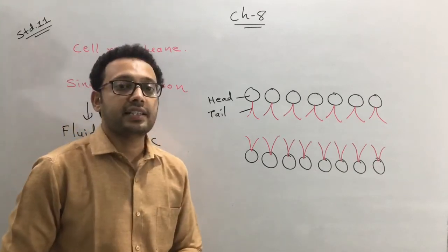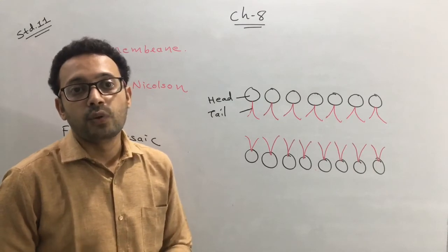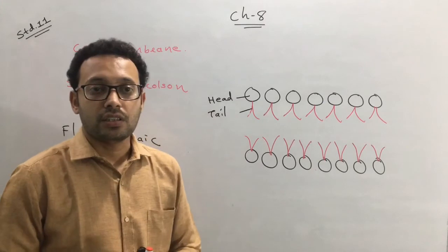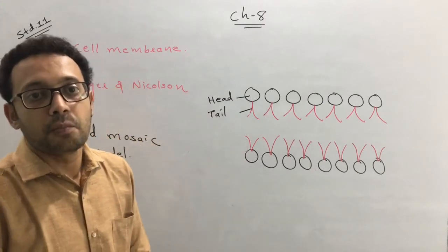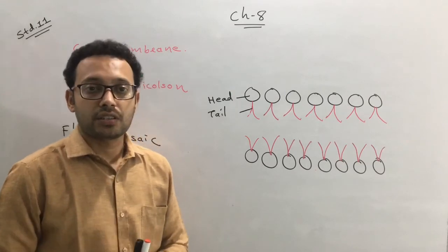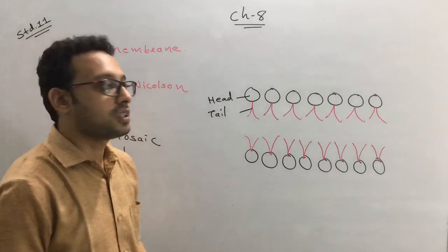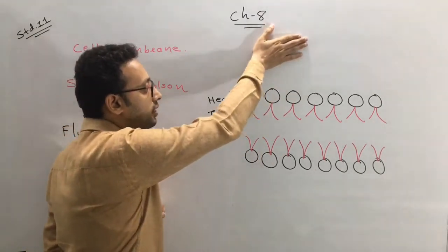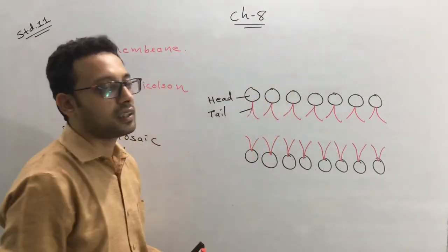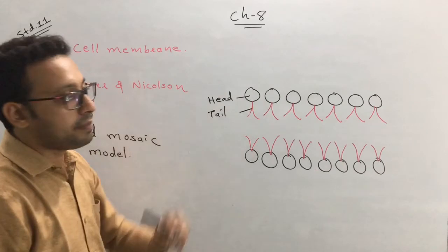Now, what are the characteristics of this head and tail? The head is polar in nature. The tail is non-polar in nature. Remember, the head is polar and the tail is non-polar. The tail is protected by the head on both sides. This is the outer side of the cell and this is the inner side of the cell, but the tail portion is protected by the head.